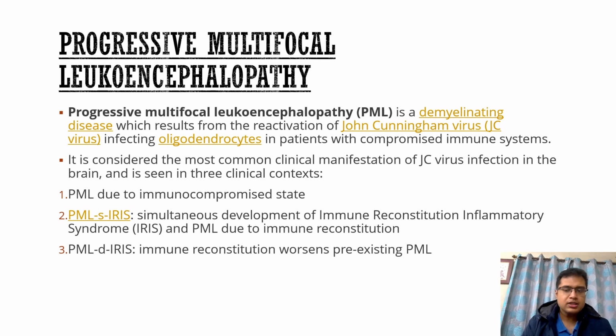So the diagnosis here is progressive multifocal leukoencephalopathy, which is actually a demyelinating disease caused by JC virus, which infects the oligodendrocytes, which are responsible for myelination. It presents in three clinical contexts, that is PML due to immunocompromised state, PML which is simultaneously associated with development of IRIS, and PML which is actually worsened by IRIS.